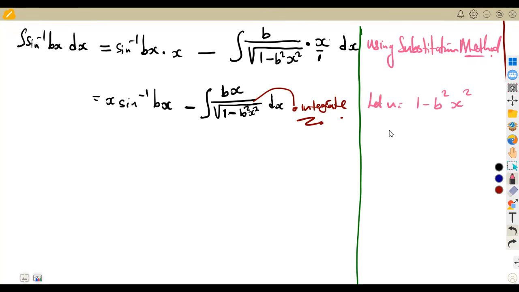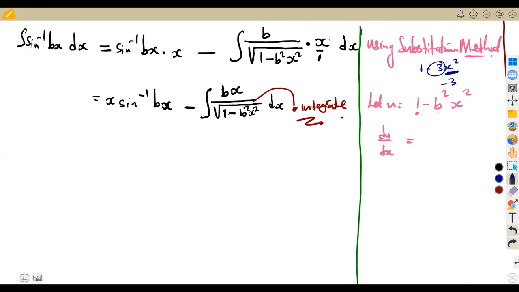Remember, substitution method, guys. So you're going to have the derivative of u with respect to x, from our N5. The derivative of 1, that's a 0. Remember, b is a constant. Wherever we see b, we see a constant. So it's like this: if it was the derivative of 1 minus 3x squared, what do you do? You take this constant, you differentiate x squared. So it will be minus 3 times 2x.